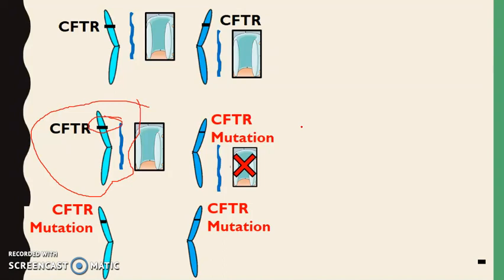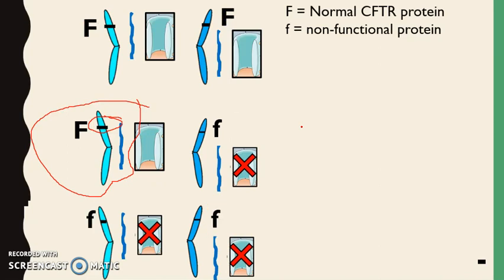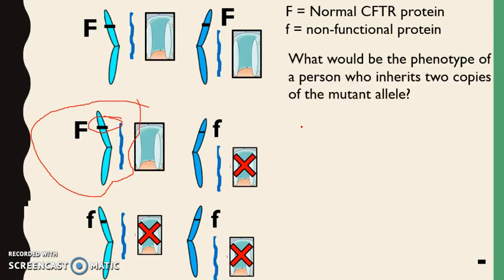Now, it's only when you inherit 2 copies that don't give a working protein channel, so your DNA doesn't have the correct information, that you cannot transport chloride ions. This messes up osmosis, and then you are affected with cystic fibrosis. So instead of writing CFTR, this is where we write those capital and lowercase letters to represent the different alleles or versions that we inherit.